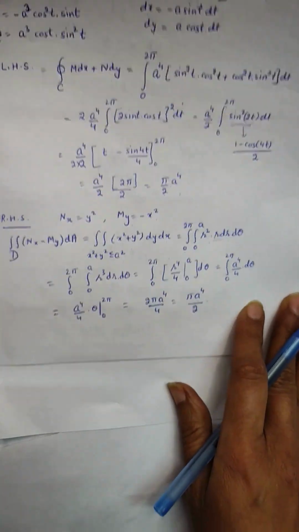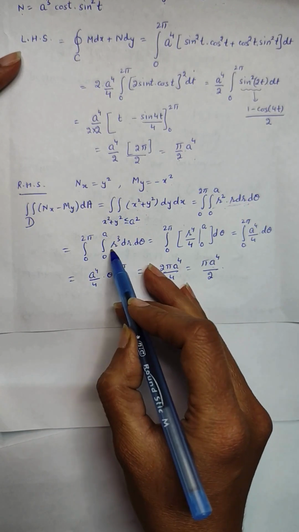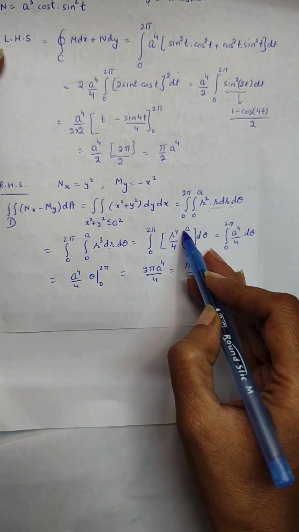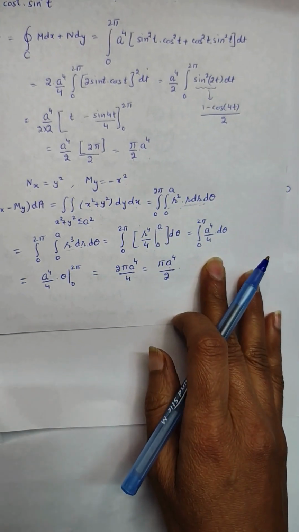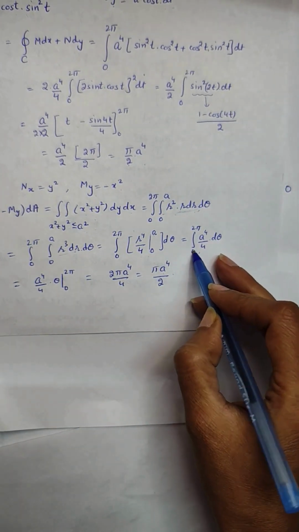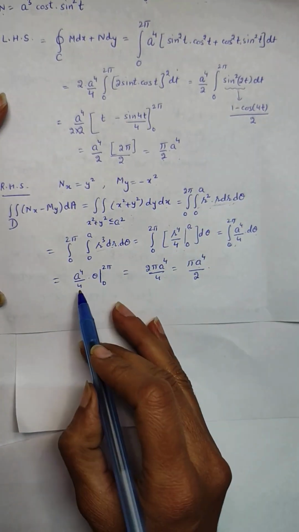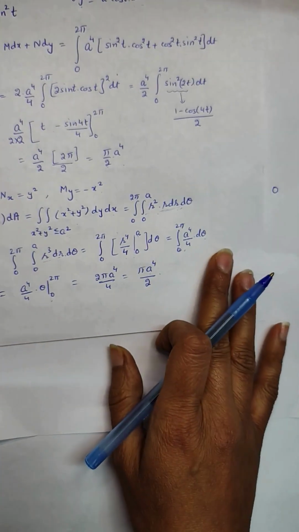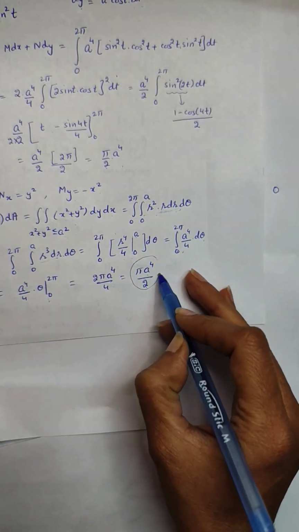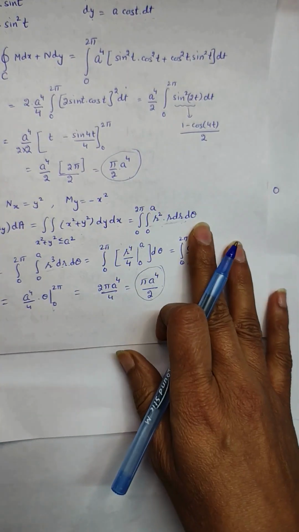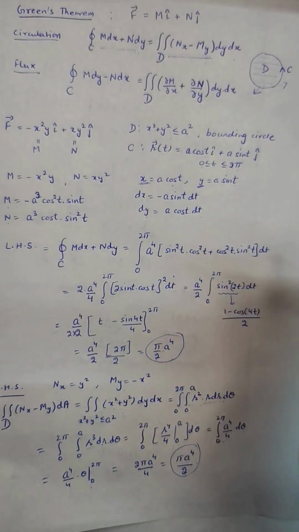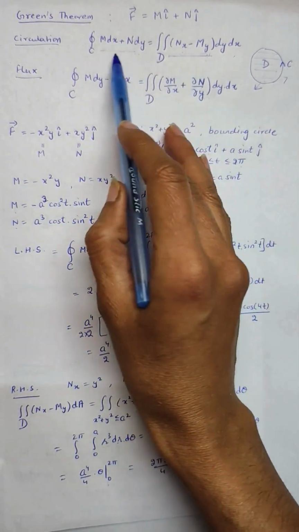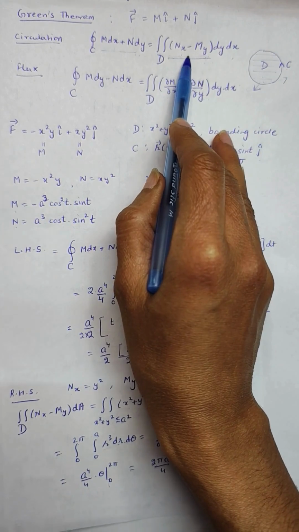So we integrate this function with respect to r first. We get r raised to power 4 divided by 4. Substitute the limits here, and then we integrate with respect to theta, and we get a raised to power 4 divided by 4 into theta, evaluated from 0 to 2 pi, and we see that we get exactly the same answer. So we have verified Green's theorem for this vector field, that circulation can be given by both of these formulas, and we get exactly the same answer.